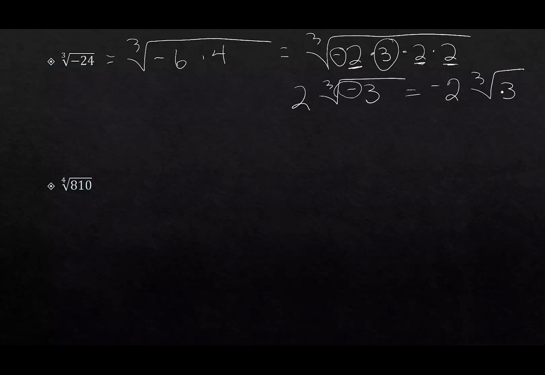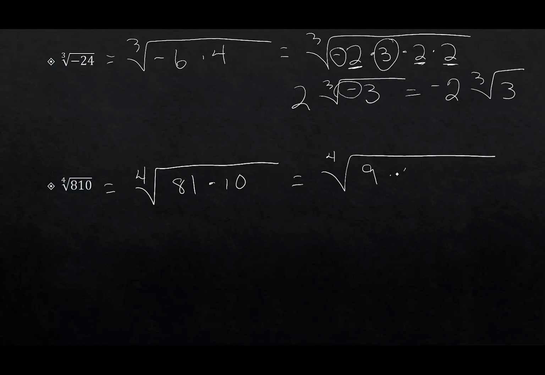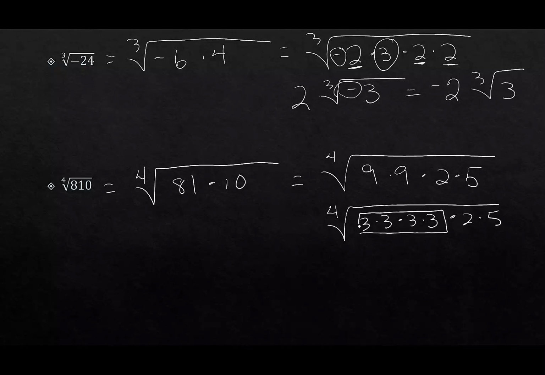The next one says I have the 4th root of 810. So let's write this as the 4th root, maybe of 81 times 10, because I think that's the factoring that really jumps at me. Then if I keep going, let's say 81 is 9 times 9, 10 is 2 times 5, and then hopefully we see 9 as 3 times 3, and we get to write it twice. Then I still keep my 2 and my 5. So my index is 4, and I have 4 3s. That says a 3 comes out, I keep the 4th root, and then 2 times 5 is 10.